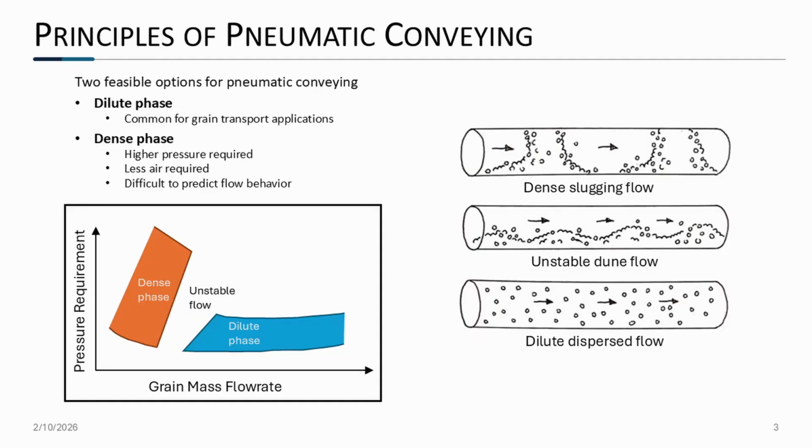Pneumatic conveying of solid material involves flowing air with granular material to move it from point A to point B. At low solid air flow ratios, dispersed flow occurs when the solid's particles are suspended in the air. This is the common flow regime for grain transport applications. At high solid air flow ratios, dense phase flow occurs, where the solids are pushed by the air in slugs.